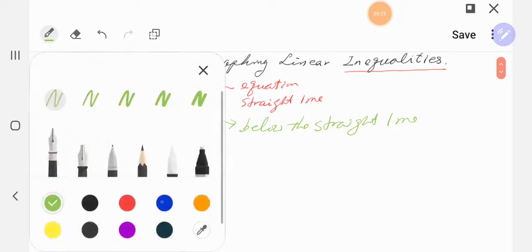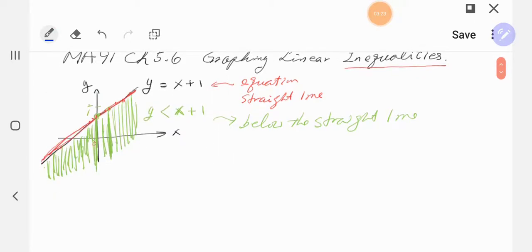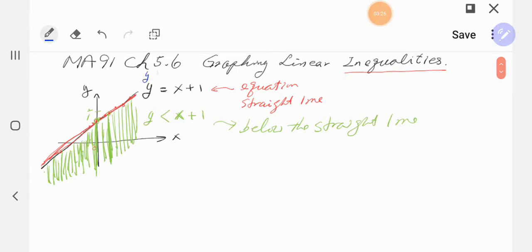Okay, let's use blue color to write this. What if y is greater than x plus 1? So if x equals 0, then y is greater than 1, right? This is 1, so greater than 1 is above the line. If x equals 1, then 1 plus 1, y is greater than 2.